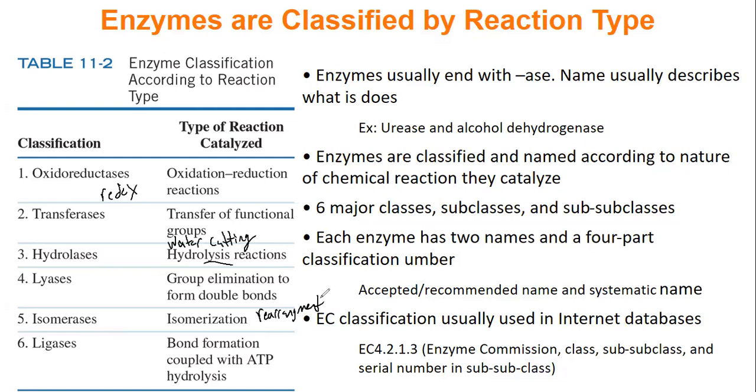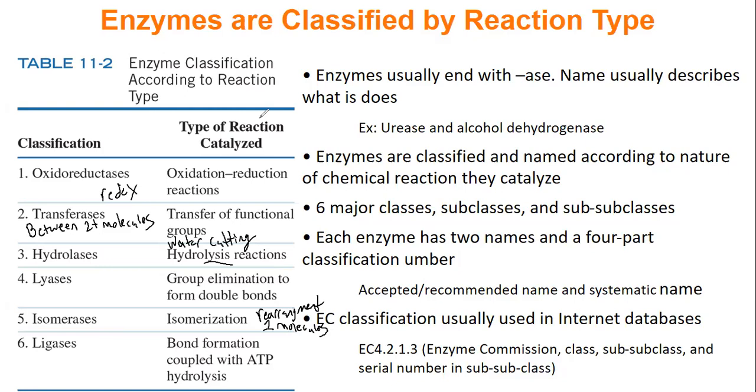There has been some confusion in the past. What's the difference between a transferase and an isomerase? So transferase is usually between two molecules. I say two plus, but it's usually between two molecules. Isomerization is one molecule. And then a ligase. A ligase is where you form a bond using ATP hydrolysis. So you spend some ATP and you get a new bond.